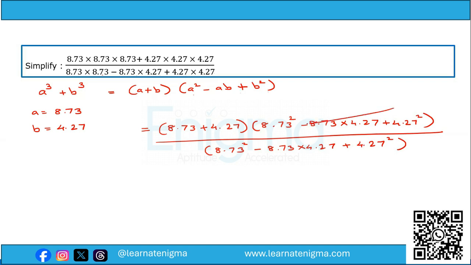So this bracket basically gets cancelled out. We just have this addition, 8.73 plus 4.27. The addition comes out to be 13. And that is your answer.